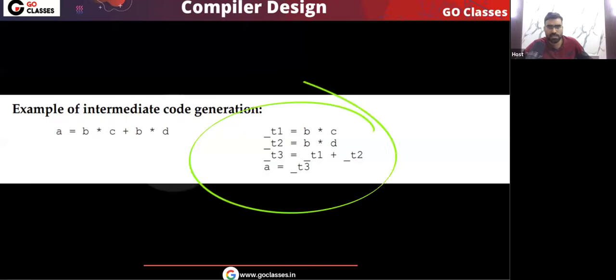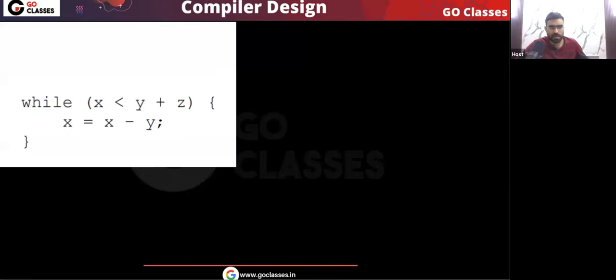So you can easily see this is what you will get. Okay, let's see this one. How to convert this into 3 address code? Give me 3 address intermediate code, or I can say intermediate representation. What will that be? So very simple. Here what will you do? This is a while loop. So there will be a loop here, right? Yes or no? There will be a loop.